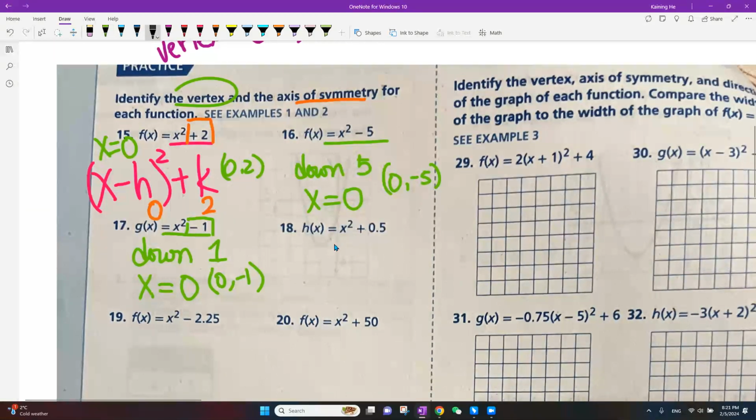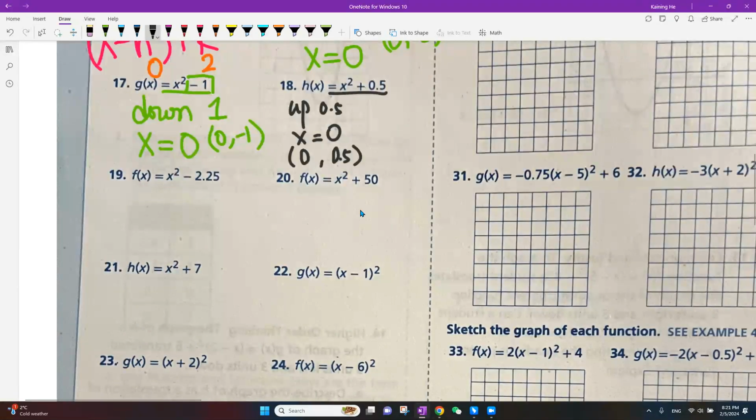Number 18. What did I do exactly? Describe it. You go up 0.5. Perfect. So where's my axis of symmetry and where's my vertex? Your axis of symmetry is 0. Wonderful. And then? And your vertex is 0.5. Okay, next one, number 19. Exactly what did I do, and where's my axis of symmetry and vertex?